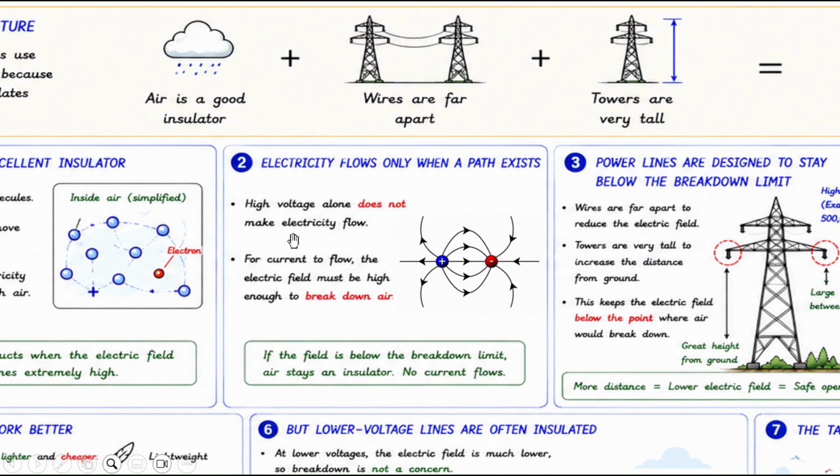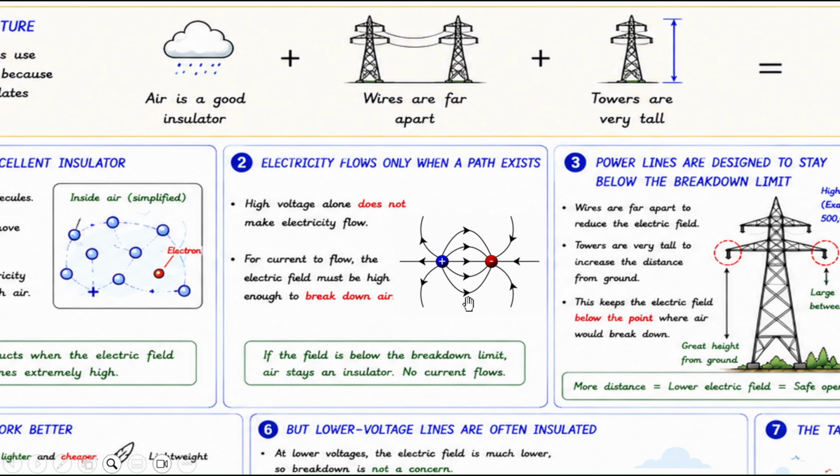Let's look into the details here. In order to understand how electricity flows in the air, it has to have a path, and this path is basically from positive to negative. For current to flow, there must be a high electric field, and that's where the protons will go to the electrons. If there is a weak electric field, that movement will not occur.